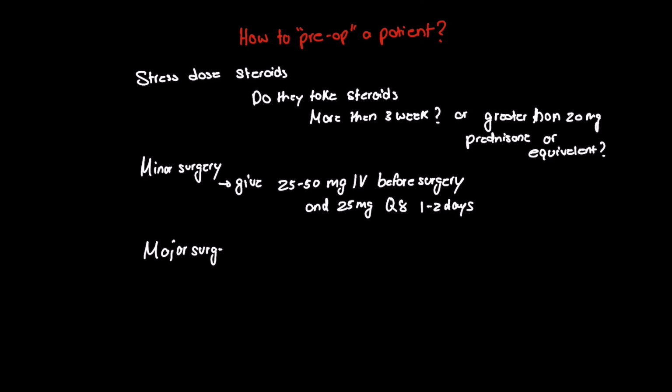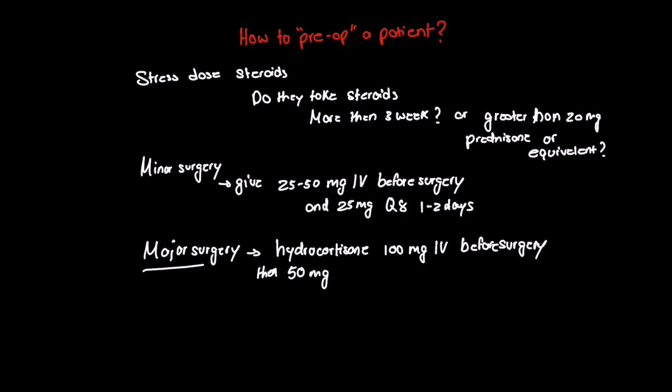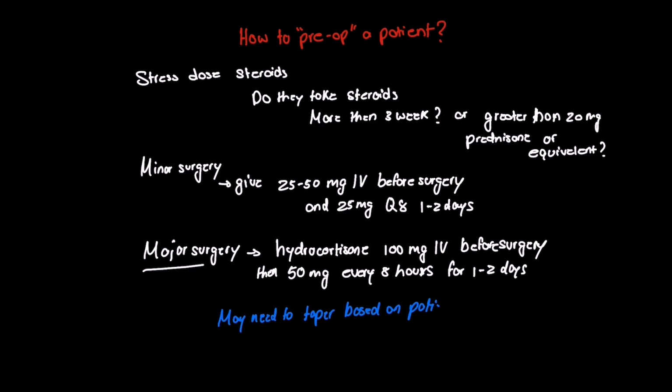For major surgery, use hydrocortisone at 100 milligrams IV before surgery, then 50 milligrams every 8 hours for 1 to 2 days. You may need to taper these steroids based off your patient's condition back to their normal dose, but you can consult your endocrine colleagues after the surgery once you have more time.